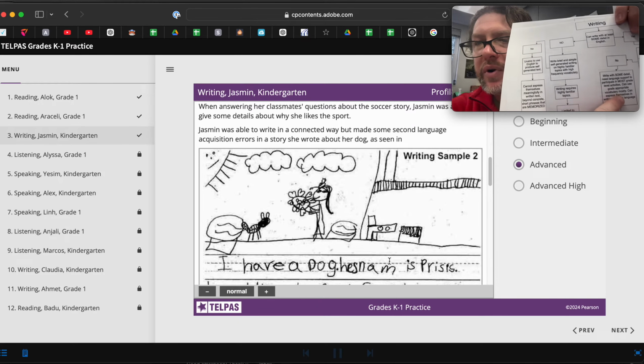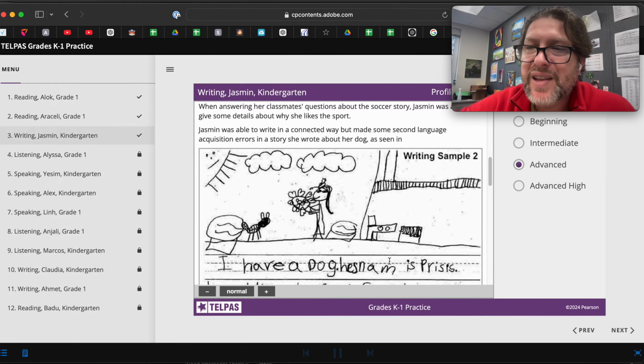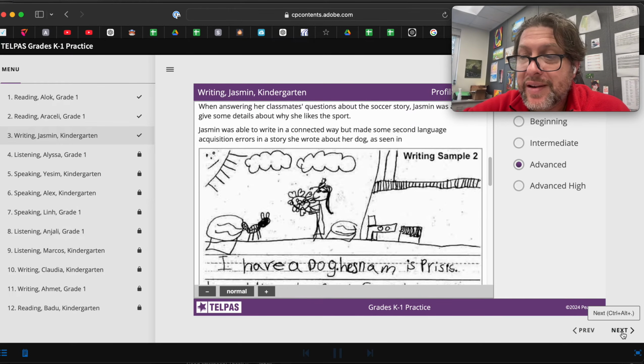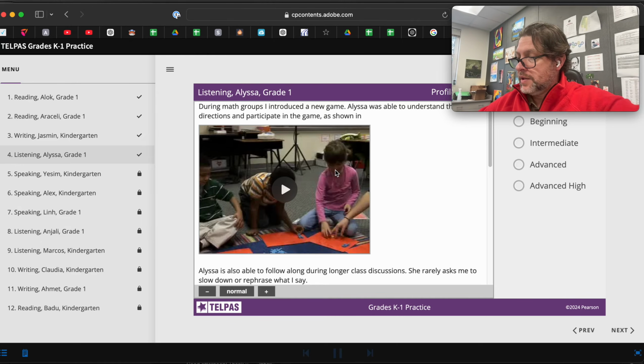Can use grade appropriate vocabulary mostly. Can express themselves in writing, but needs second language support. So that's the key phrase there. They're able to express, but they need second language acquisition support. Done. On to the next one. All right, grade 1, Alyssa, listening. Okay, let's look at listening.